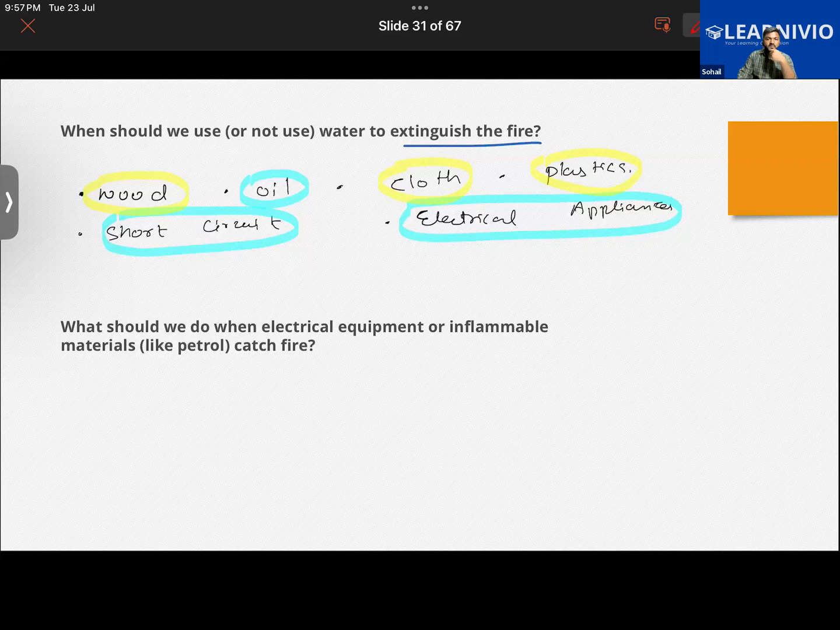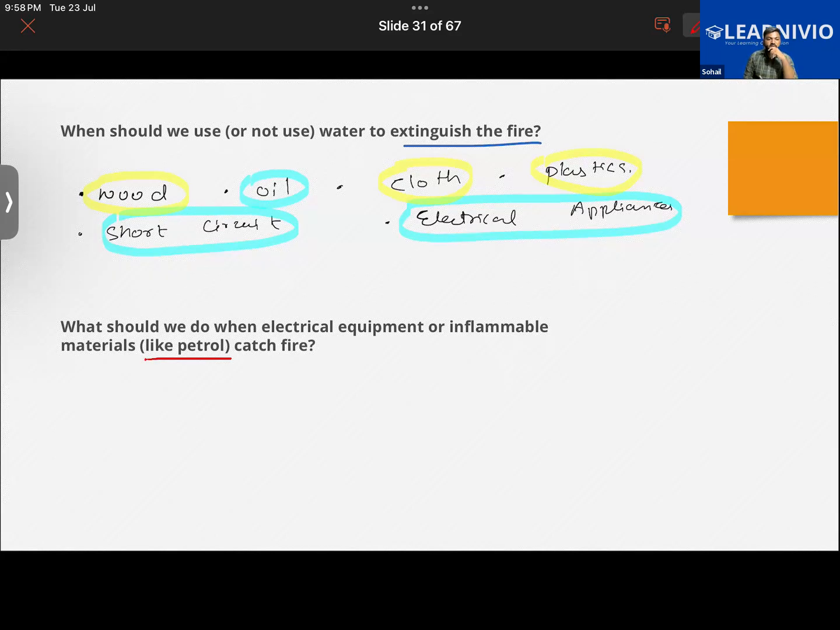So what kind of extinguisher are you going to use? Moments ago we learned carbon dioxide. Exactly. So we are going to use a carbon dioxide fire extinguisher. Any kind of fire extinguisher you use would be giving off carbon dioxide particularly.